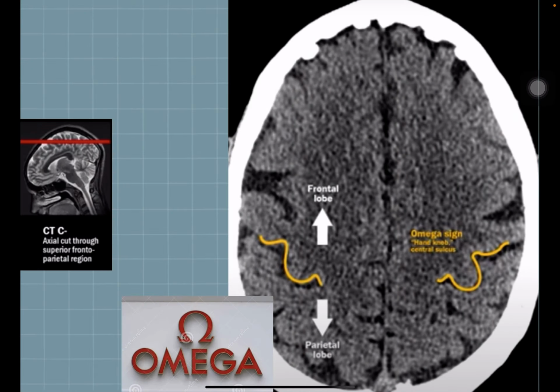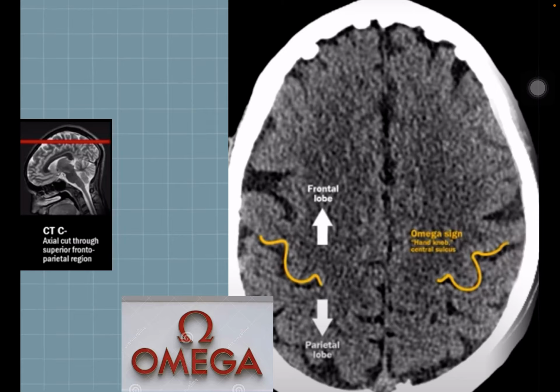So first, this is an axial cut CT brain near the vertex, through the superior frontoparietal region. To differentiate the frontal lobe from the parietal lobe, we look for an inverted omega sign. This sign corresponds to the central sulcus. So the frontal lobe is anterior to the central sulcus, while the parietal lobe is posterior to it. And this is the precentral gyrus, and this is the postcentral gyrus.